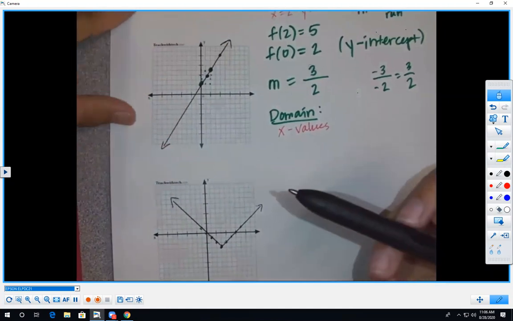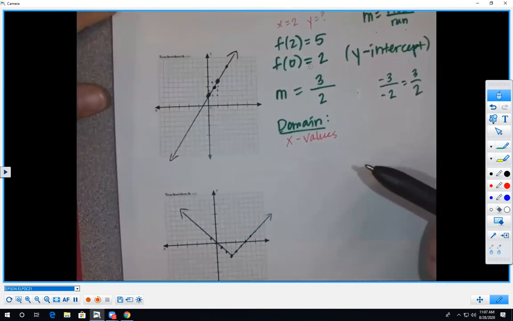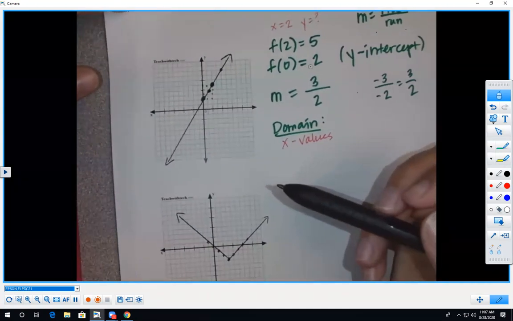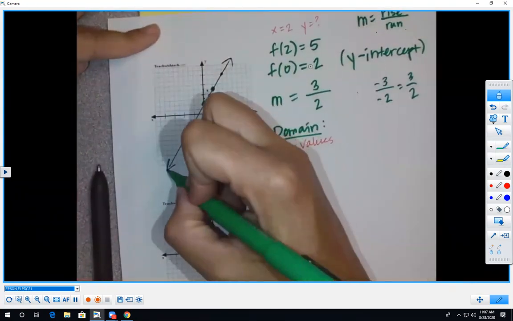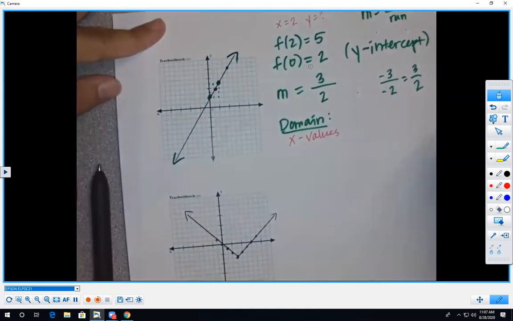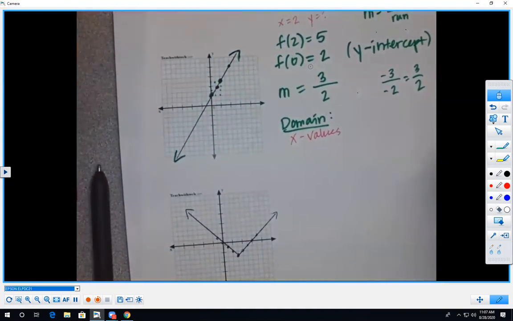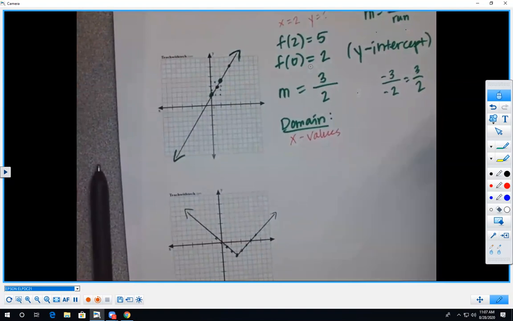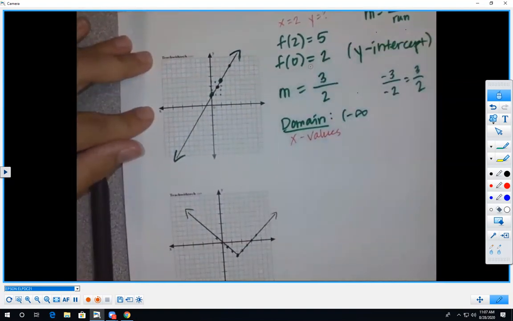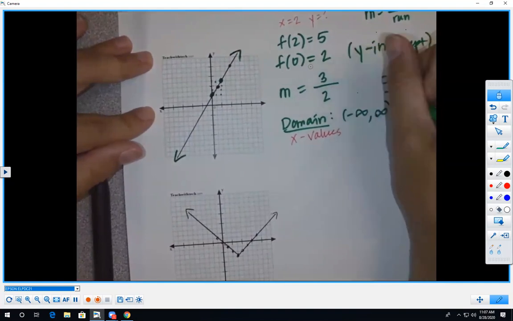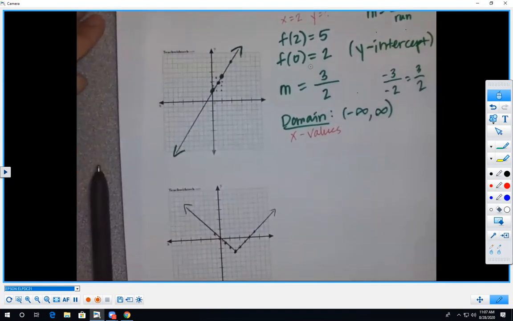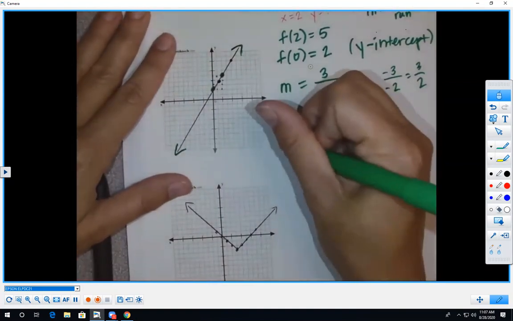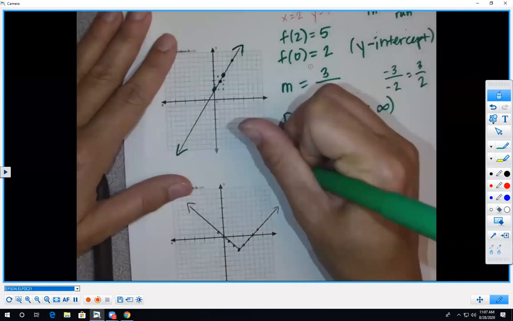Okay, is there any place where this graph starts or stops? How do you know that? Because it gave me arrows at the end. It keeps on going on forever and ever and ever. So the domain here would be, where does it start at on the left? Negative infinity. And where does it end at on the right? Positive infinity. So your domain is from negative infinity to positive infinity. It's kind of like asking basically how wide is the graph? Well, it goes on forever, so it doesn't actually have a width here. It's just infinity. Okay, range is the y values.